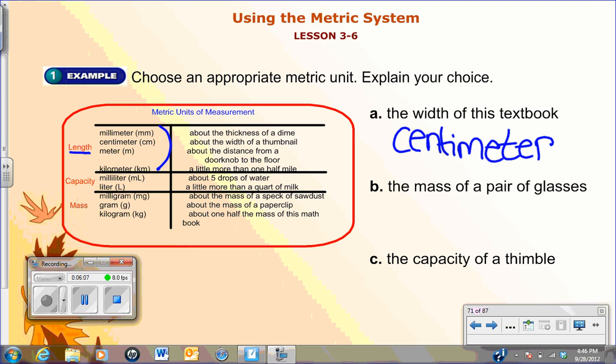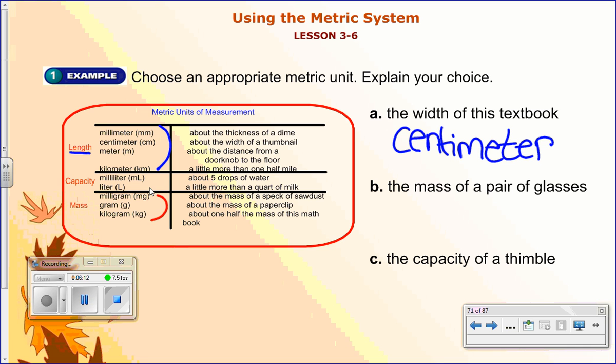All right, so let's look at B, the mass of a pair of glasses. Well, mass, I know I'm going to look at those three. It's either milligram, a gram, or a kilogram. Well, a pair of glasses is definitely more than sawdust, but it's not a kilogram. It's not about half the weight of your math book. So I'd say this would be a gram.